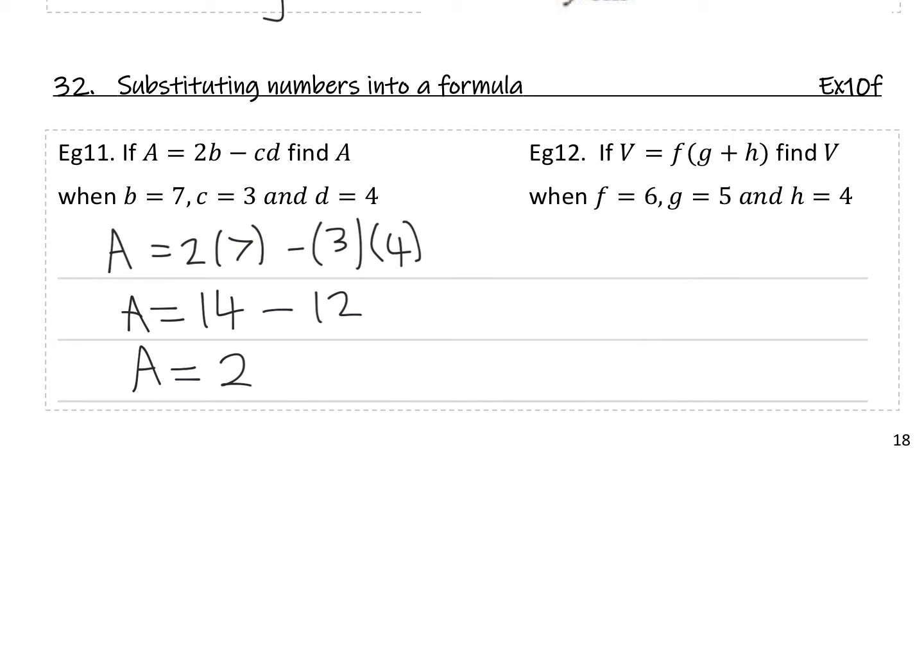Example 12. If V equals F brackets G plus H, find V when F equals 6, G equals 5, and H equals 4. So we read out the formula again, but we substitute or exchange the letters for the values that they give us in the question. So instead of F, we'll use 6, G we'll use 5, and H we will use 4. So we have 6, G is 5, and H is 4.